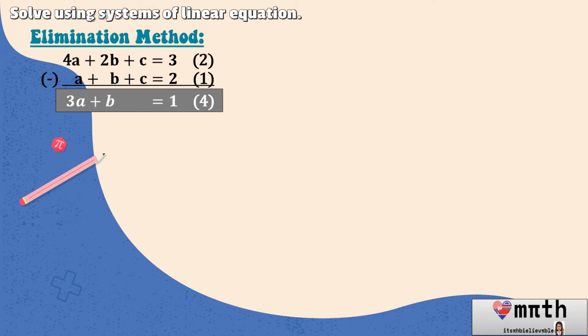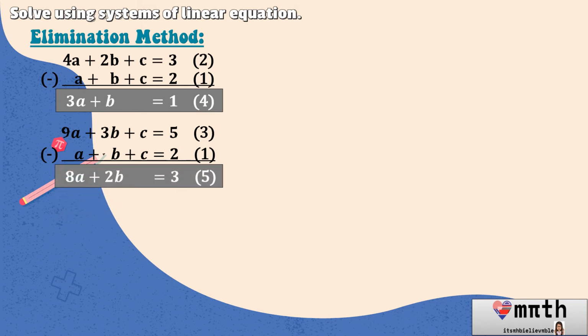Since we do not arrive at any values of any variable, we can still use elimination method. If we're going to try equation number 3, 9a plus 3b plus c equal to 5, and equation number 1, a plus b plus c is equal to 2, we all know that 9a minus a will be equal to 8a, 3b minus b will be equal to 2b, and c minus c is again cancelled out. 5 minus 2 is equal to 3. So this is our equation number 5.